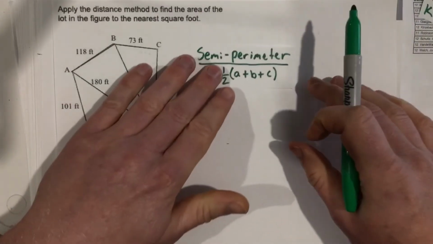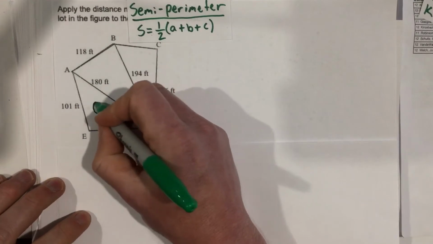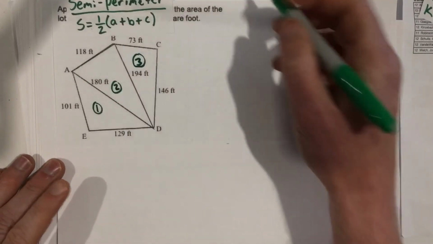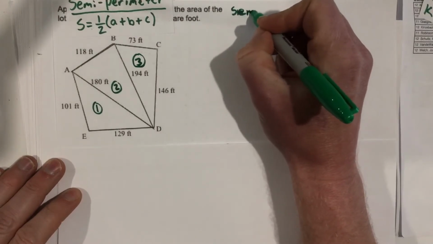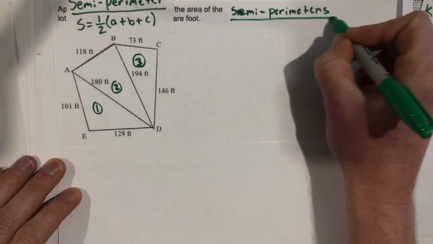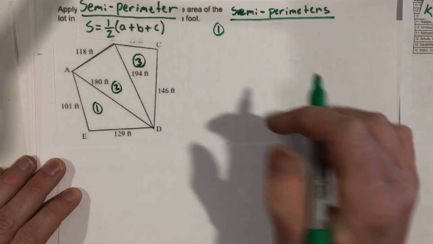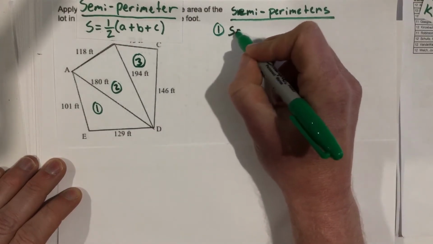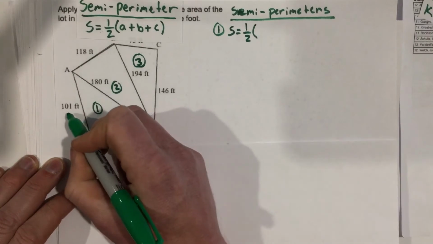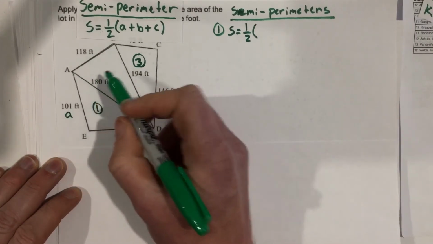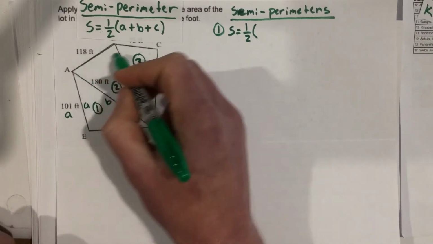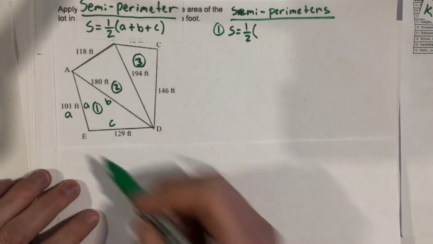So we're going to start by finding, we're going to call this triangle 1, triangle 2, triangle 3. So for triangle 1, I'm just going to say semi-perimeters. Semi-perimeters for triangle 1. Well, for triangle 1, we're going to say that we have S equals 1/2, and let's just label these. We'll say this is A, we'll call this B, and this is C. I'm going to label these on the inside just so for each triangle we can keep track of what's A, what's B, what's C.